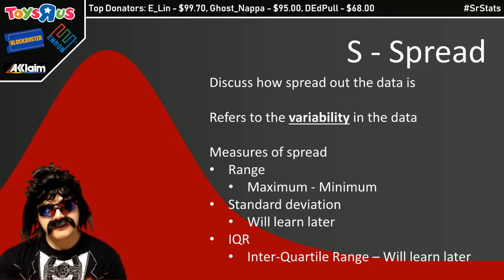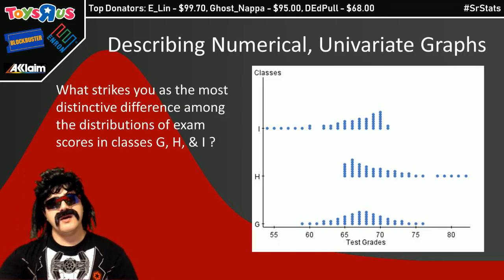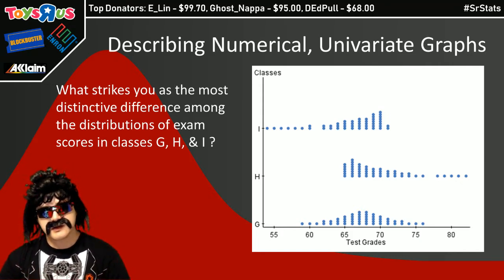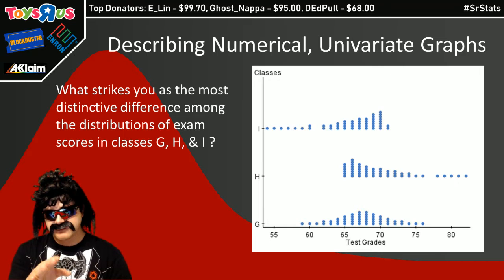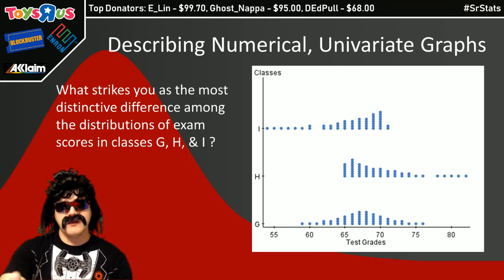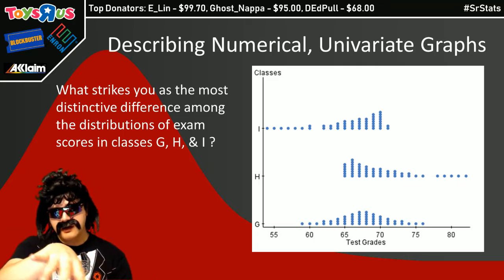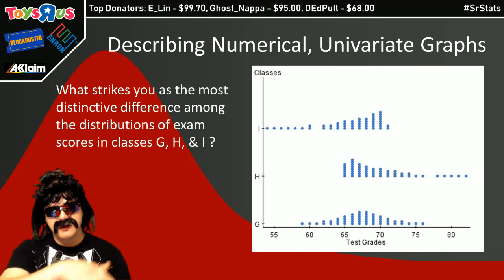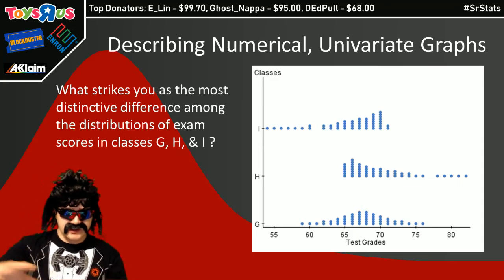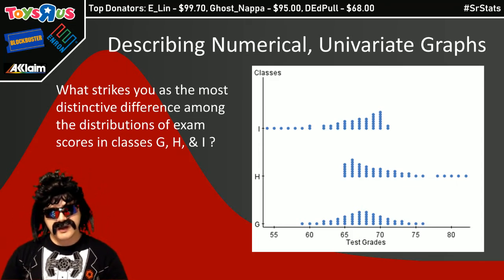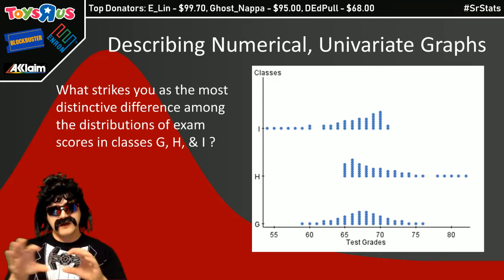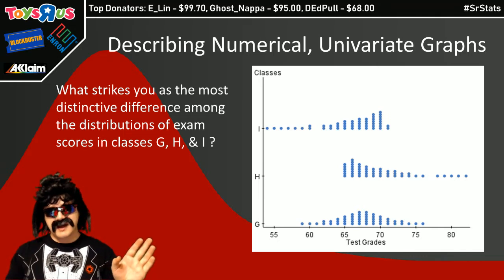Okay, we look at this next one, and now what strikes the most distinctive among the distributions of these exam scores? Each of these graphs looks different. For the first one, we've got most of the data to the right, and there's a little bit of a taper off going down low. In the next one, we've got most of the data towards the left, but there's tapering off towards the right side. And the last one is kind of just curved, with most of the data in the middle, sprinkling off to the sides just a little bit.